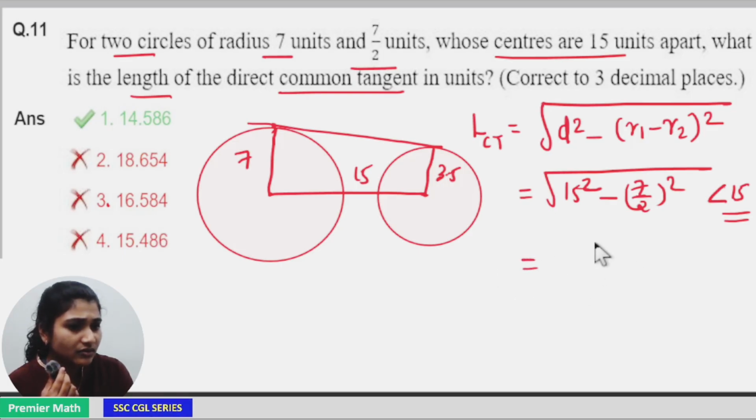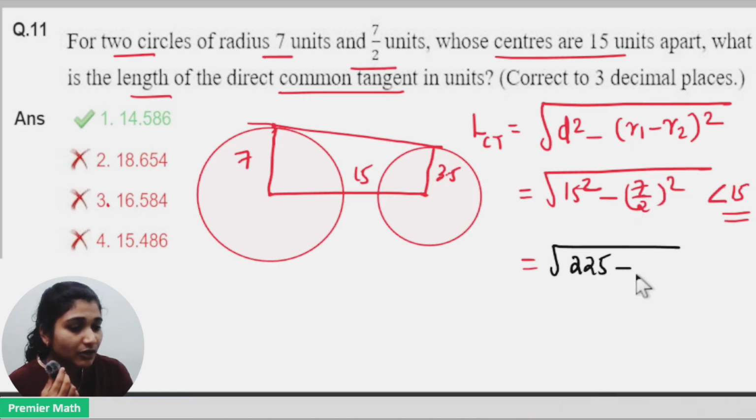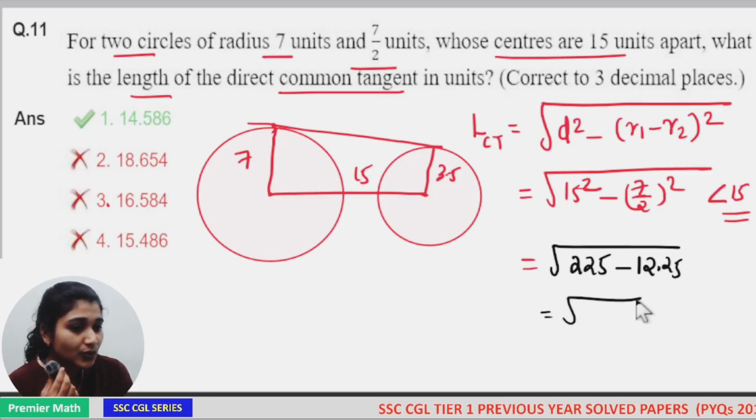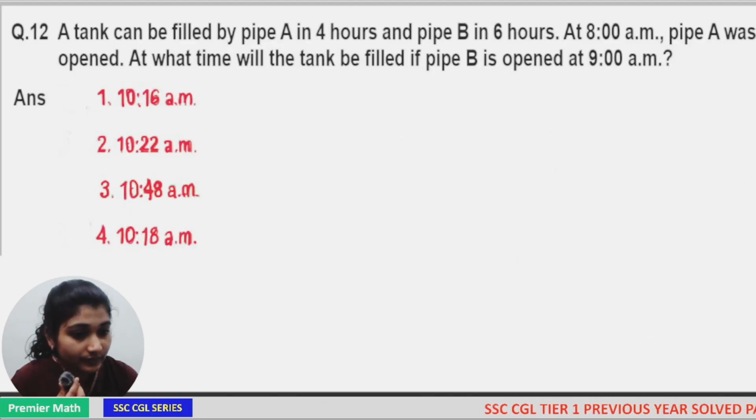Here, if you want to solve, 15 square is equal to 225 and 7 by 2 the whole square means 49 by 4, which is, 4 goes 12 times in 48, remaining 1 by 4, which is 0.25. So this is like root of 12.75, which should be less than 15.